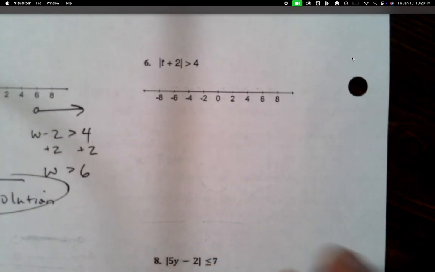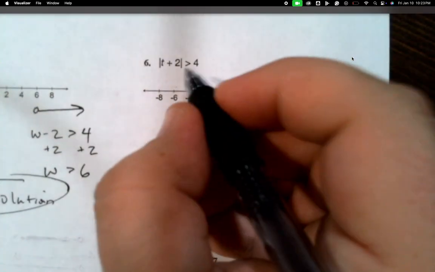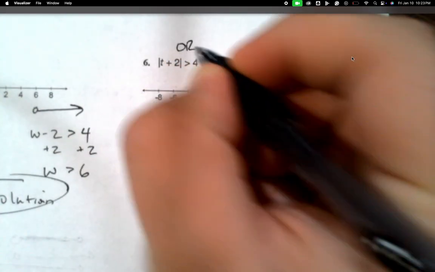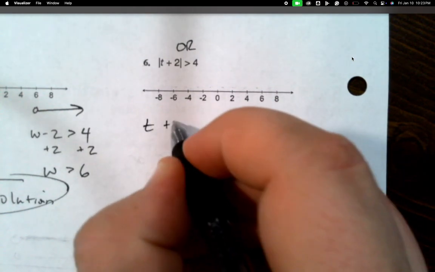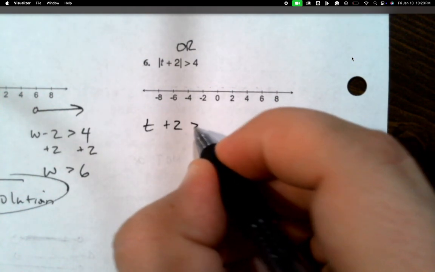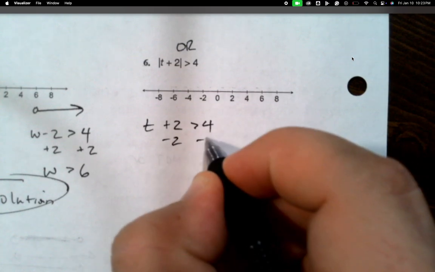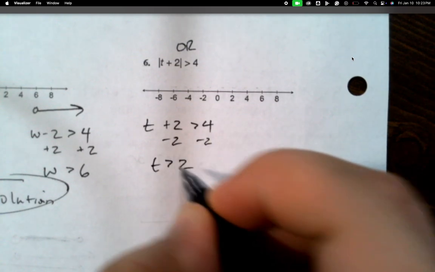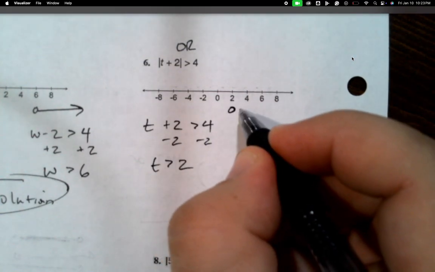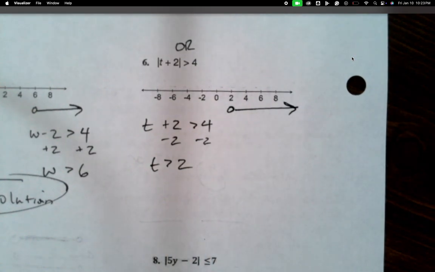Okay, 6. It's a greater than, so this is an or statement. We'll do t plus 2 is greater than 4. Subtract 2. We get t is greater than 2. So open circle at 2, shade to the right.